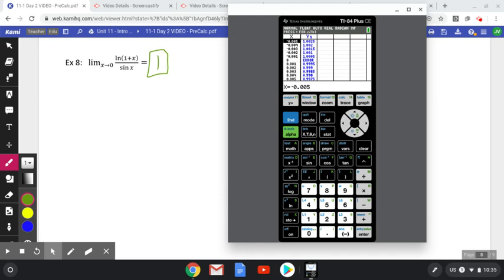Remember, for a limit, we don't care if the function is defined or not at 0. We're only concerned with what's happening as we approach or get close to 0. And the number that we're approaching or getting close to as we approach 0 is 1.